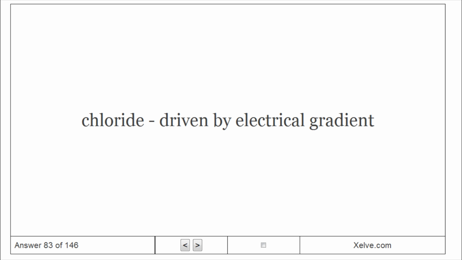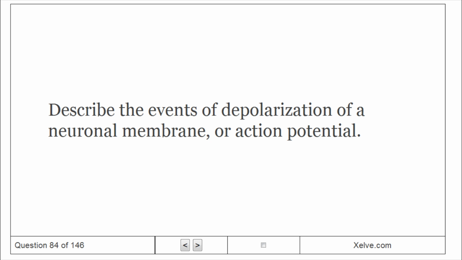Chloride, driven by electrical gradient. Describe the events of depolarization of a neuronal membrane, an action potential.